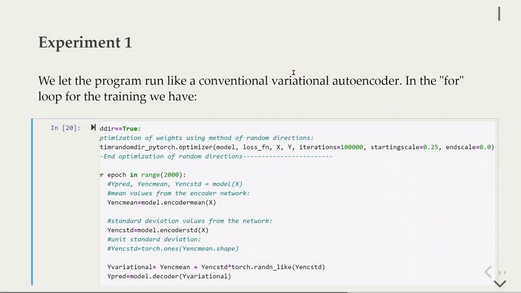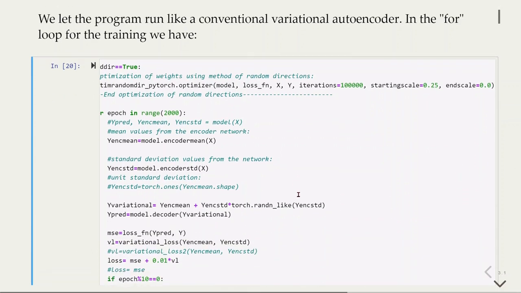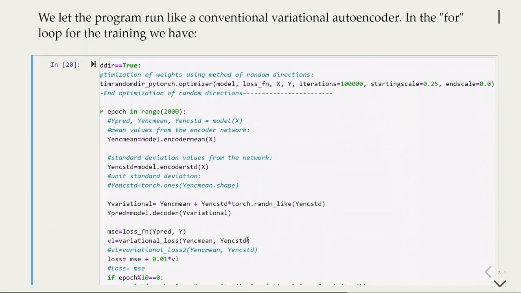We've seen the theory, we defined our model, we looked at the variational losses, so we have everything to start running a few experiments. So in experiment number 1, we will run a conventional variational autoencoder. Here we will use our variational loss, not the alternative one. We have the Lagrange multiplier, so our loss is the mean squared error plus 0.01 times the variational loss that we've defined earlier.